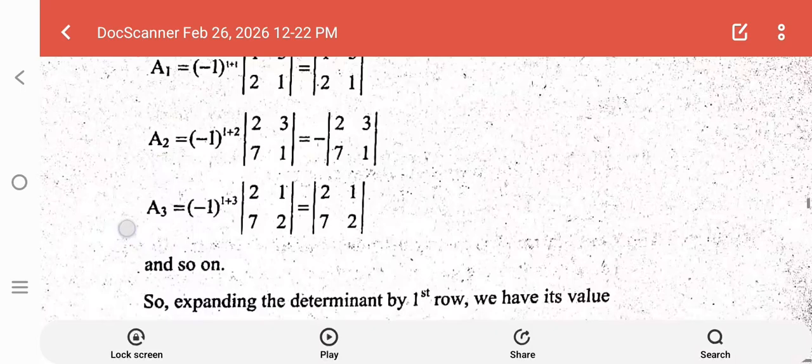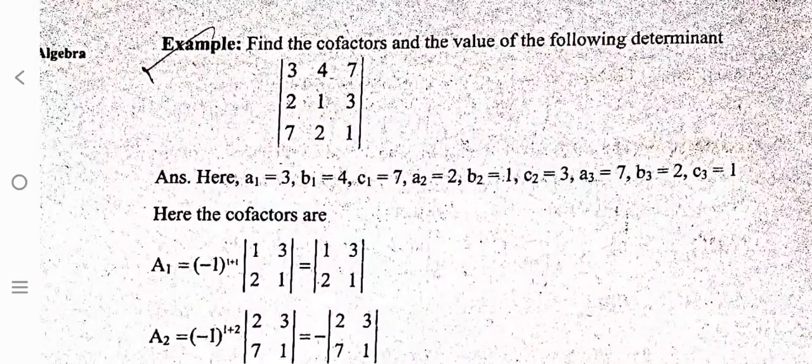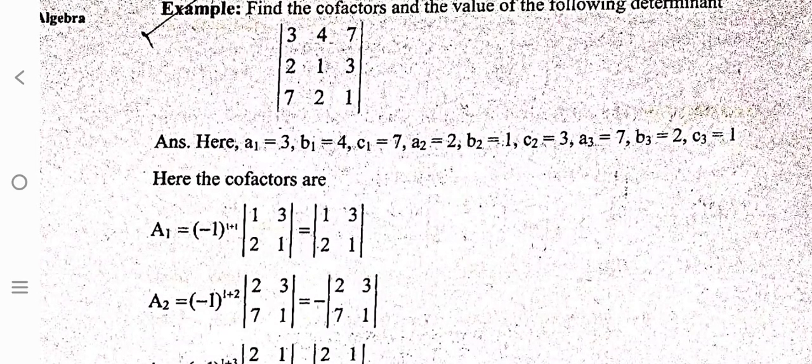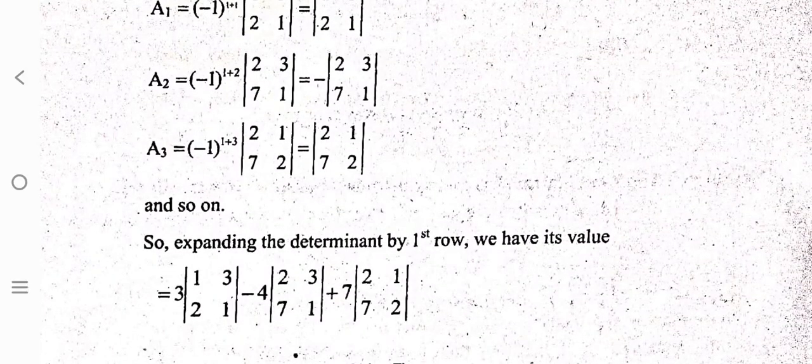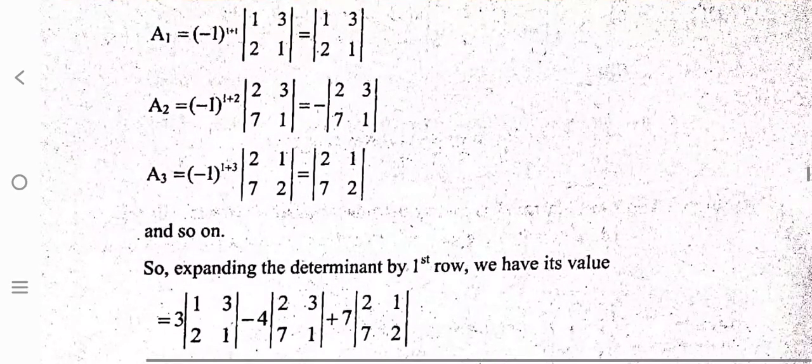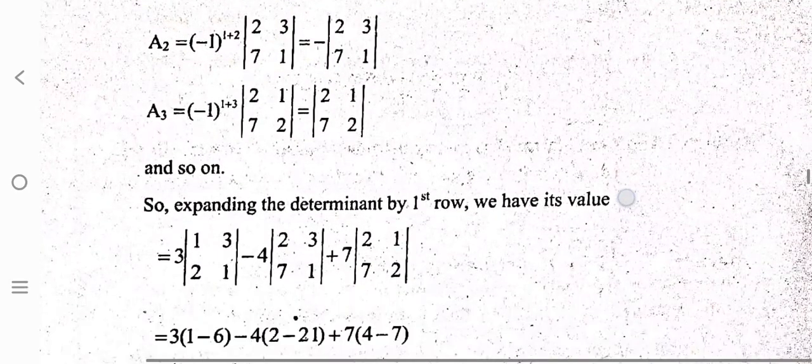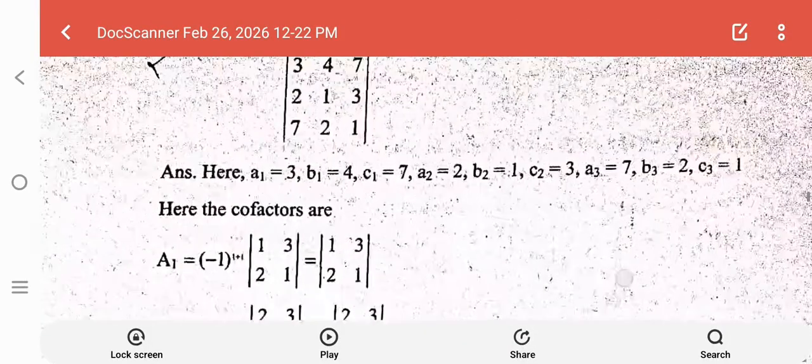And the cofactor of 7: 7 is in the first row and the third column. Removing the first row and the third column, we have a second order determinant which contains just the elements 2, 1 and 7, 2. We write minus 1 to the power 1 plus 3 times the minor of 7, which is equal to a positive minor value, and so on for the remaining elements.